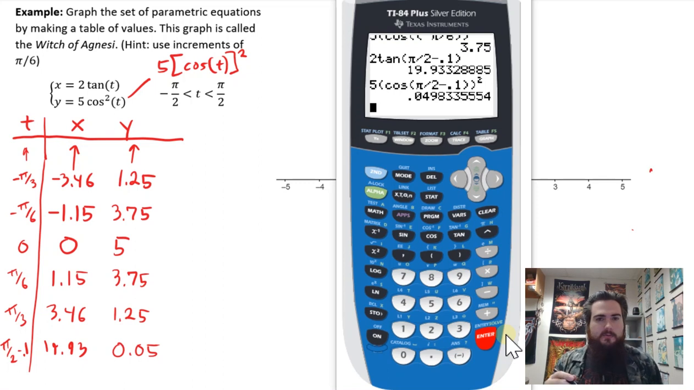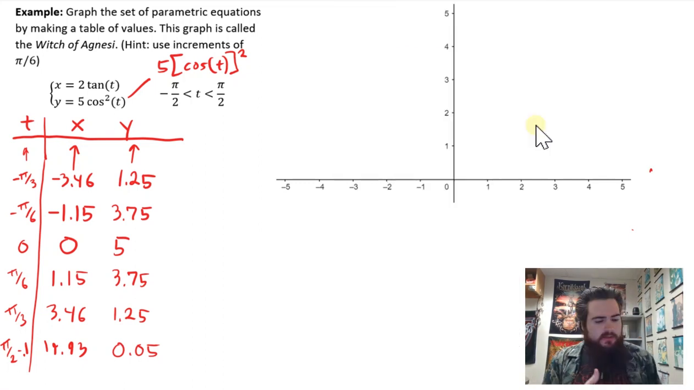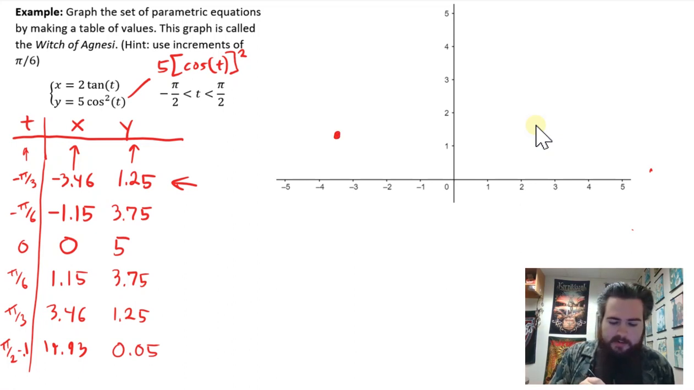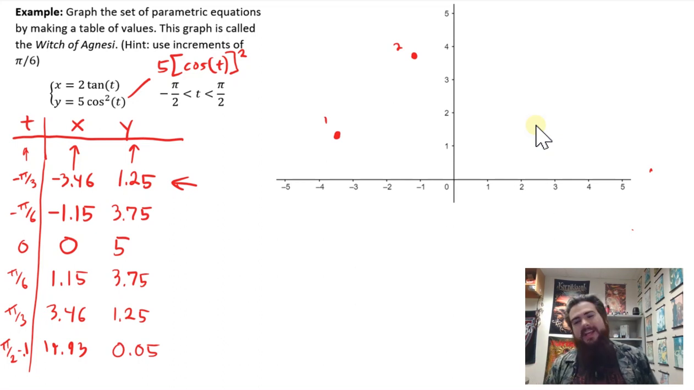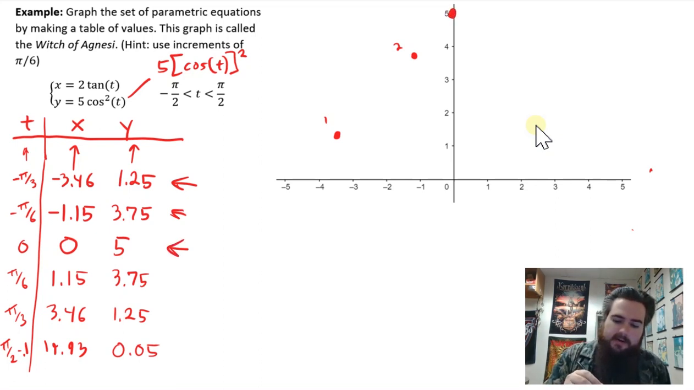Let's see if we can graph that and represent it. Starting with my earliest point on the t table here, we have negative 3.46 and 1.25. That puts us around here. Then we have negative 1.15 and 3.75. Puts us about here. I'll say 1 and 2, but there's going to be a caveat to that. Third point I have is 0 and 5. That puts us on the y-axis up here. It's our third point that we have in our table.